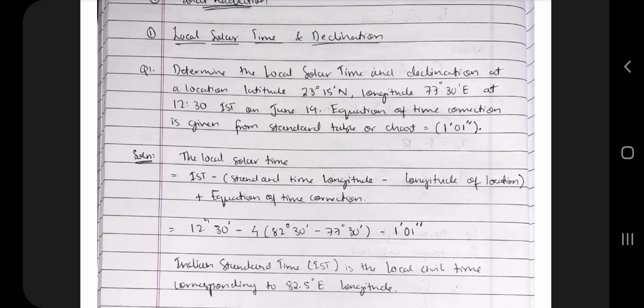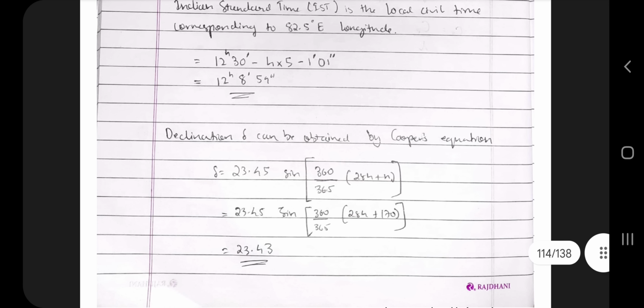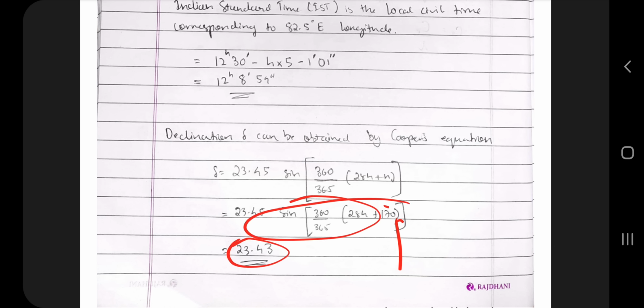So June 19, what day is it? June 19 is the 178th day. That you have to calculate and substitute. Easily you get the answer 23.43.